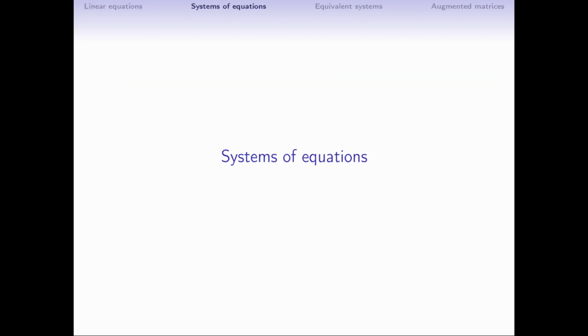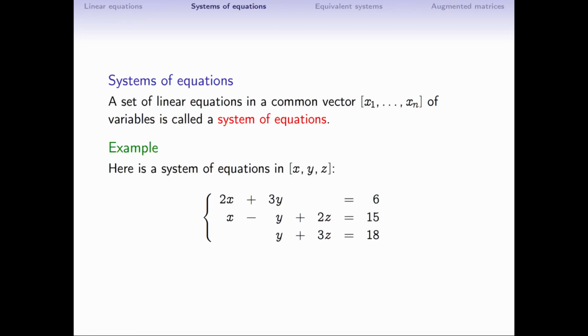Our next topic is systems of equations. A set of linear equations in a common vector x1 through xn of variables or unknowns is called a system of equations. So here is a system of equations in the variables x, y, and z. Our first equation is 2x plus 3y equals 6. Our second equation is x minus y plus 2z equals 15. Our third equation is y plus 3z equals 18.